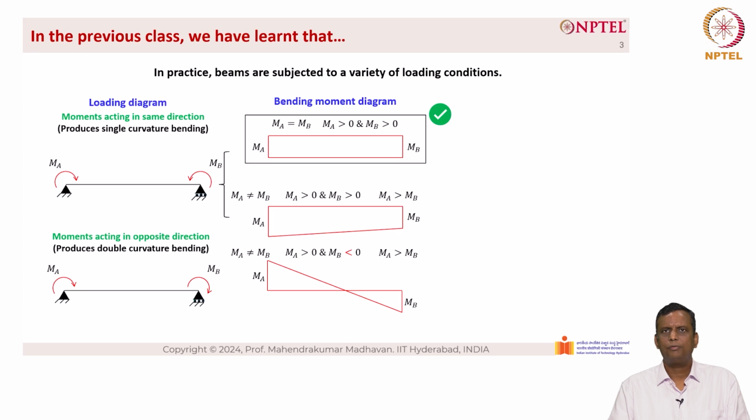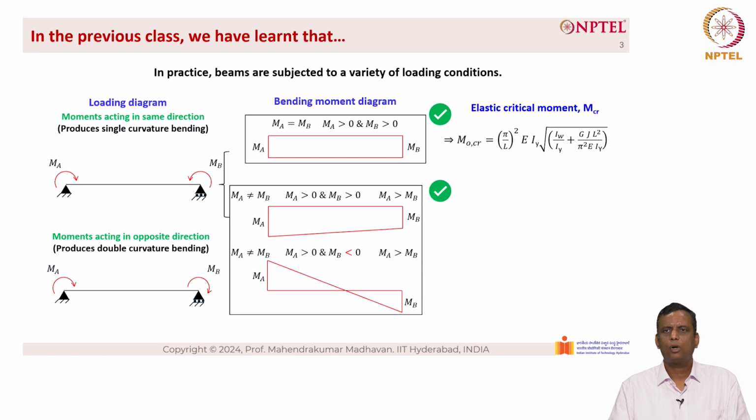Now, we have solved for the uniform bending moment diagram, where the elastic critical moment M_0 critical is given as M_0 critical equal to pi by L the whole square into E I_y into root of I_w by I_y plus G J L square divided by pi square E I_y. We have also solved for non-uniform moments acting on either side of the support.